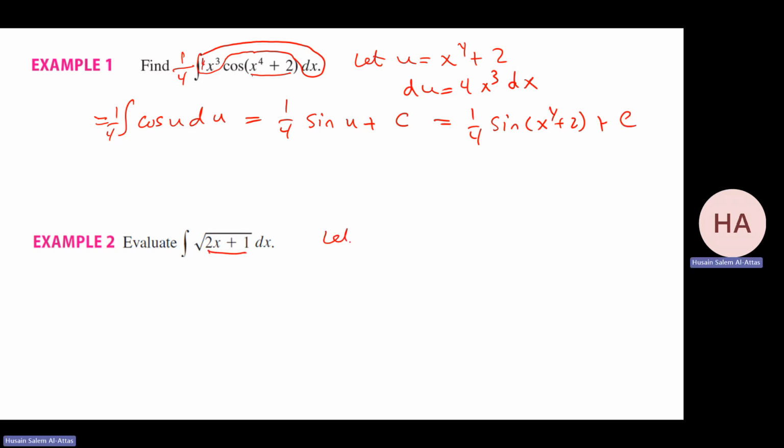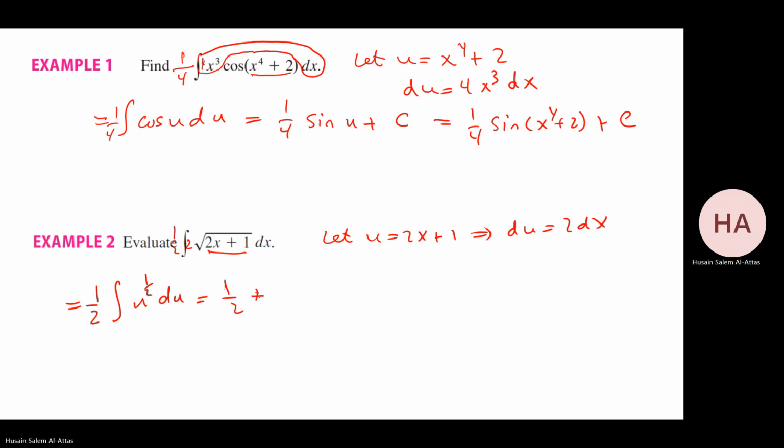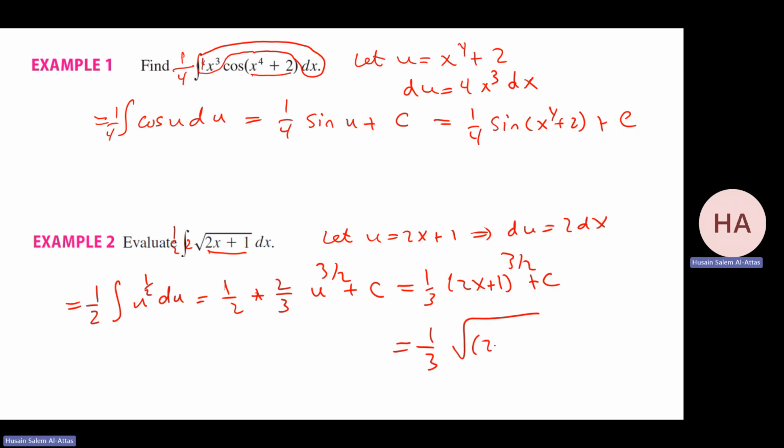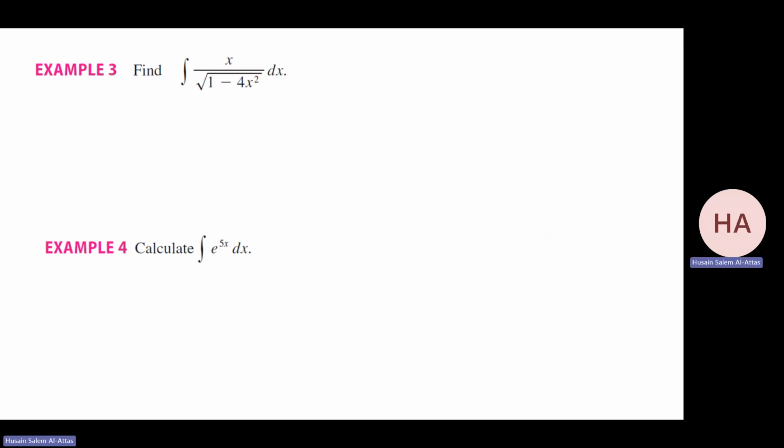Okay, that will be the inner. Let u equal 2x plus 1. For du, I need 2, so I'll put 2 and a half outside. That will be half u to the power half du. That will be half times 2 over 3 u to the power 3 over 2 plus c. That gives me 1 over 3 times 2x plus 1 to the power 3 over 2 plus c. You can write it as a square root, it's up to you, 2x plus 1 cubed. It depends on the way you see the answer.